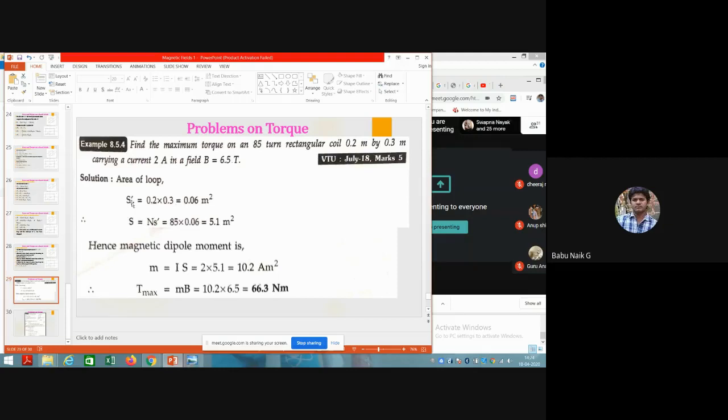We know the formula: the maximum torque is calculated as I S cross B bar. I S is nothing but the magnetic dipole moment.